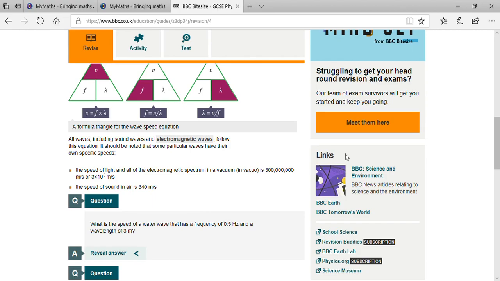The speed of light and all electromagnetic waves in vacuum is 3×10⁸ meter per second. The speed of sound in air is 340 meter per second. That's why when a bomb or firecracker explodes 1 or 2 kilometers away from you, you see the light first, and then after 2 or 3 seconds you hear its explosive sound. The boom comes after 2 or 3 seconds, but the light reaches your eyes very quickly.